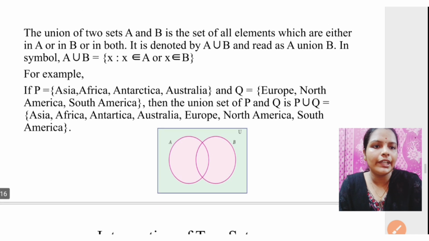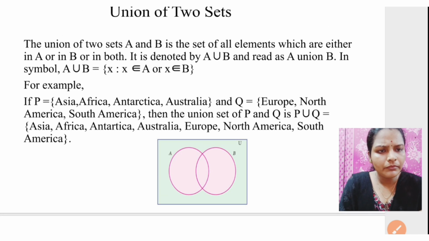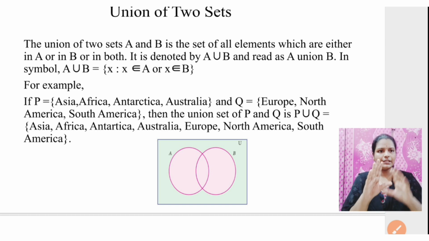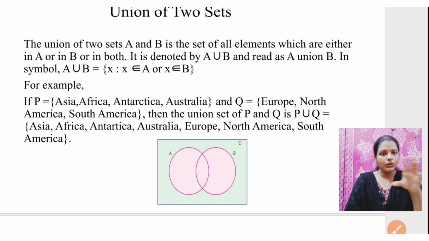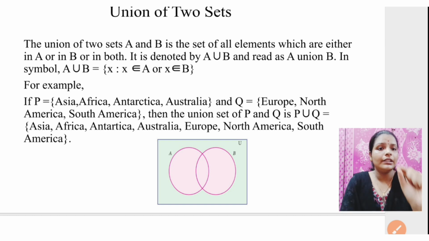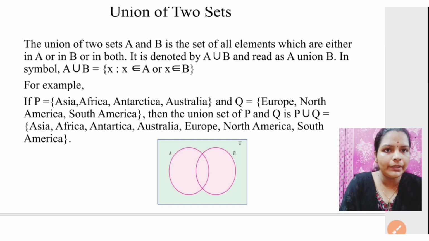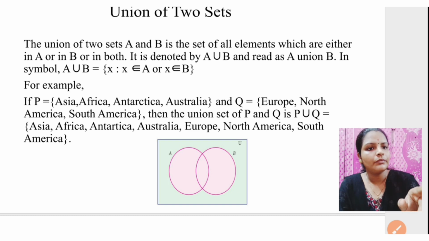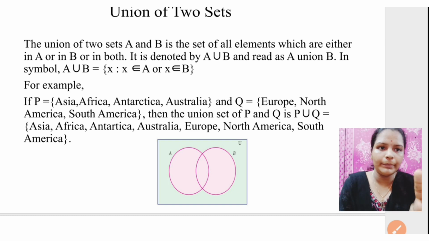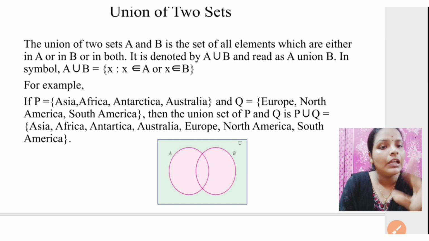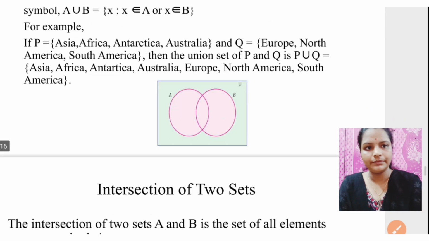Here we have the Venn diagram for A union B. The pink shaded region is A union B. That is the A set and the B set, and also the intersection, because we write them together. It contains the elements of both sets, so we shade A union B like this. Behind that A union B is the universal set.